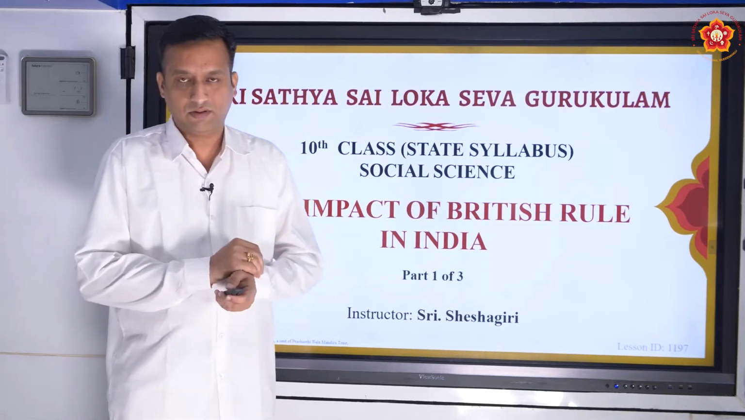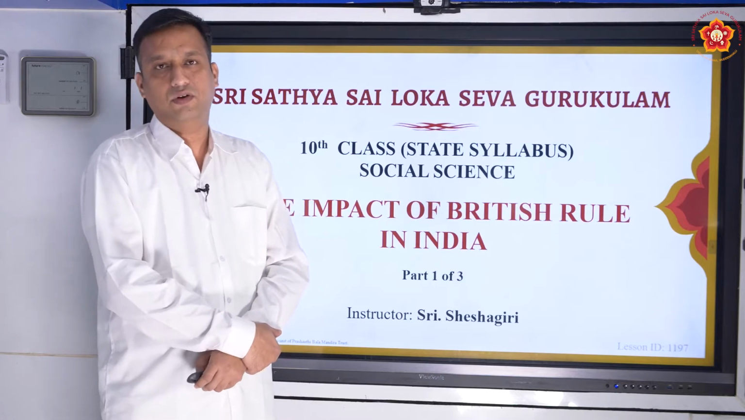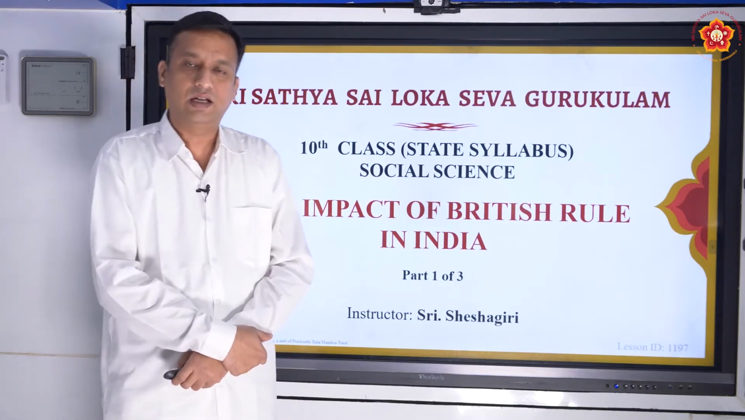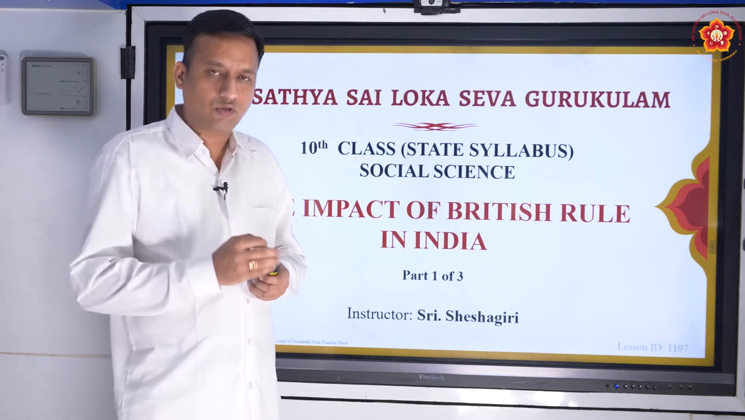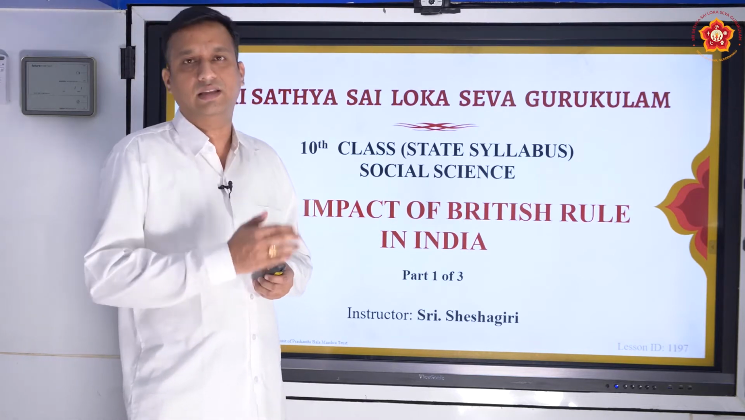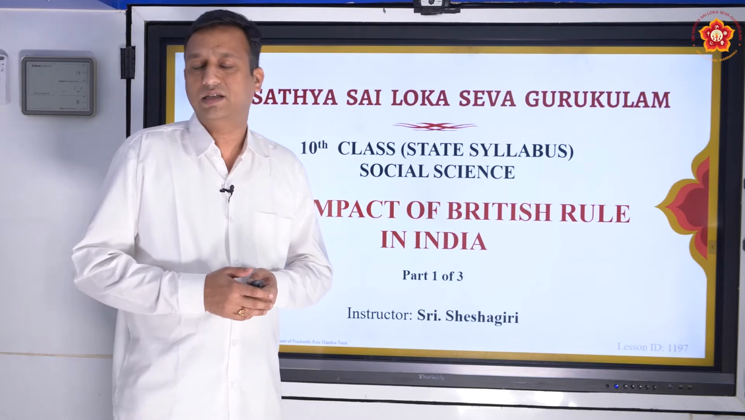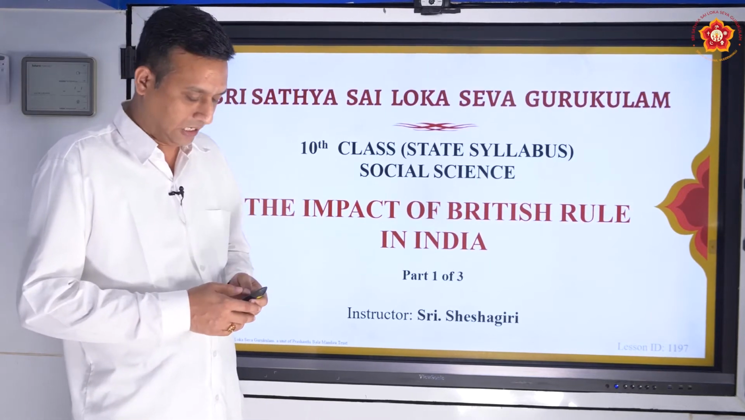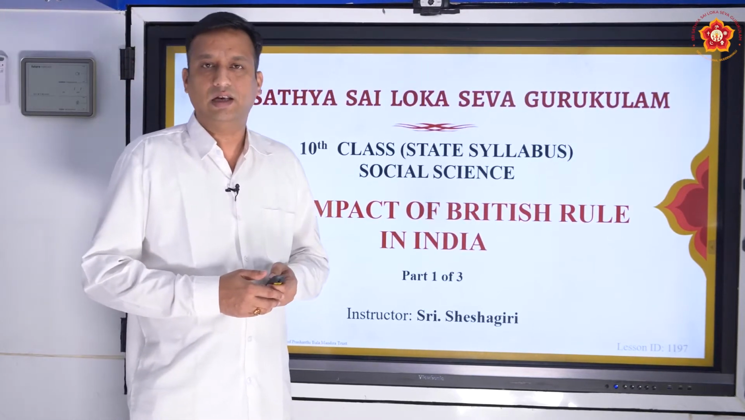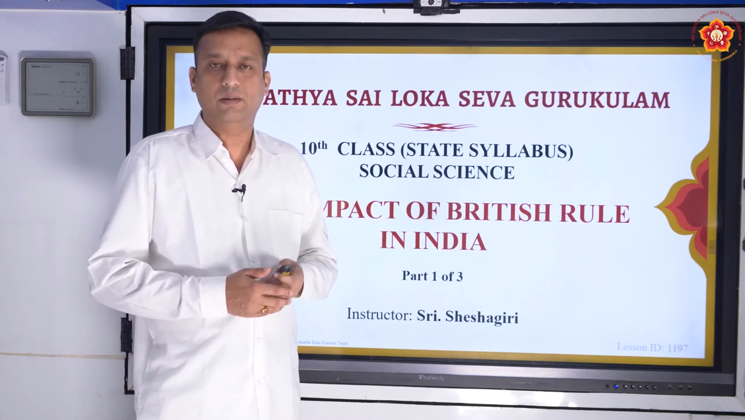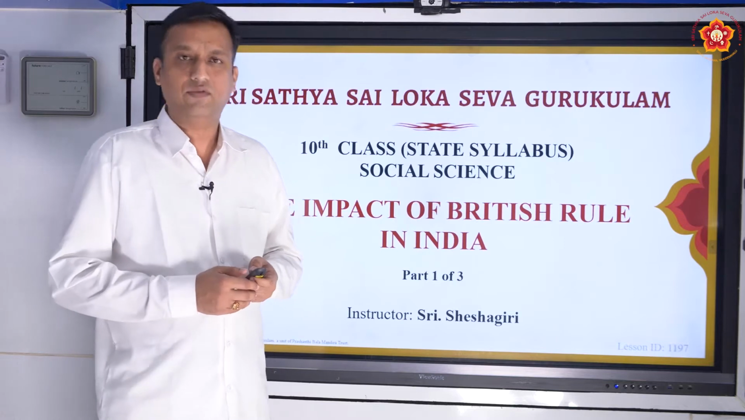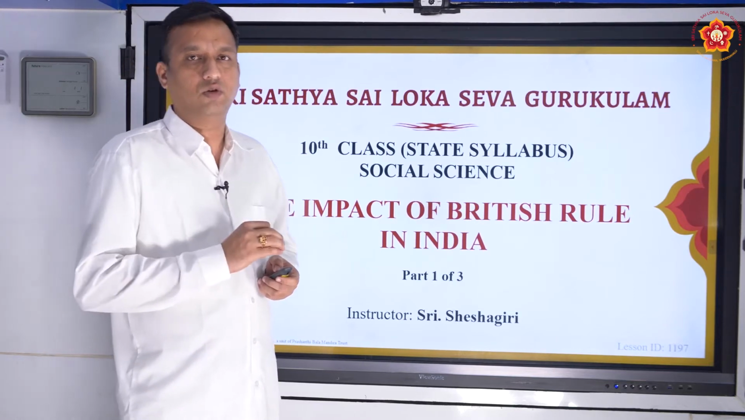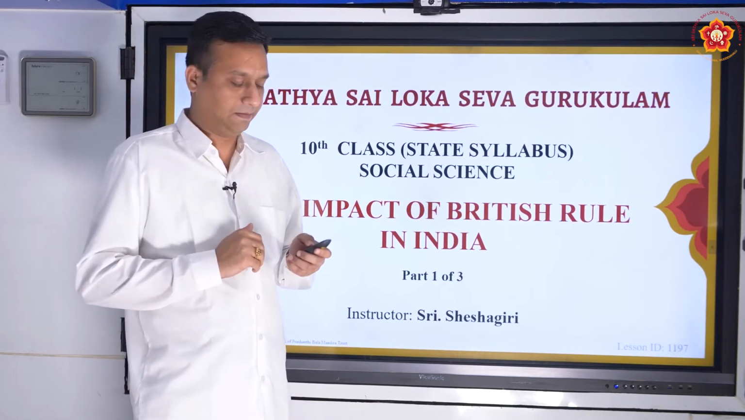So in the first chapter of our history, we learnt about the advent of Europeans to India, how the Europeans came to India, what was their purpose, and the other things we have already discussed in chapter number 1, the advent of Europeans to India. Later on you know the Battle of Buxar, Battle of Plassey and other things. And finally, the British were able to establish supremacy in India.